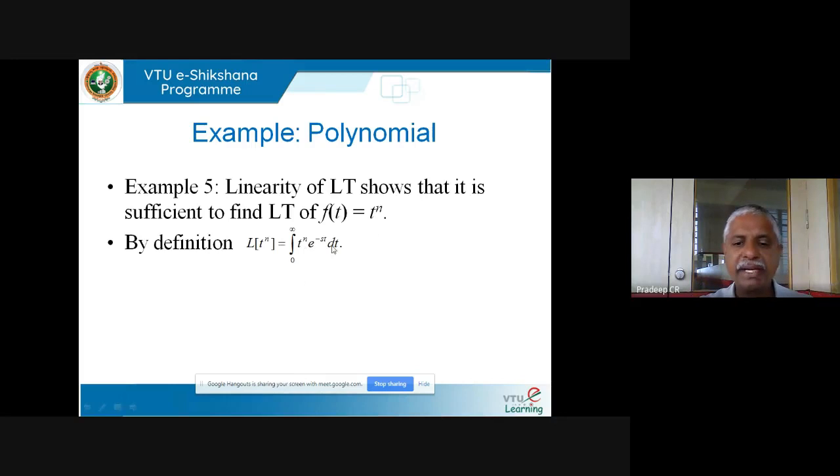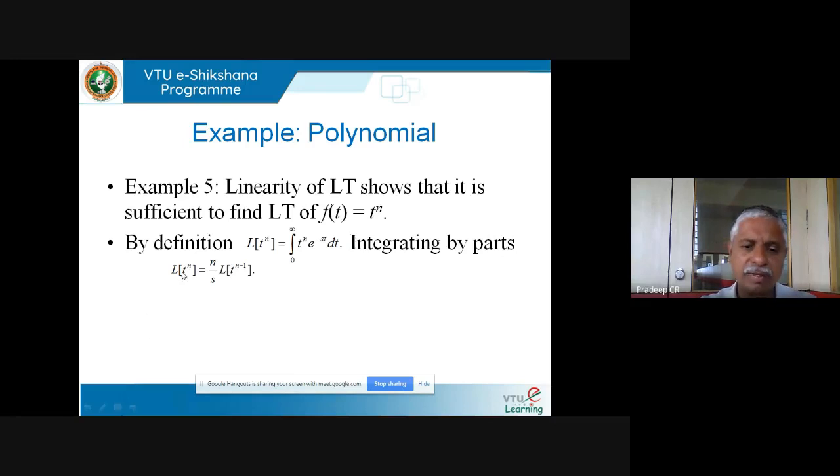This you will do by integration by parts. You take first function into second function, whose integral is easy to find. E power minus st integral is minus 1 by s e power minus st. So use that. I have not written the details here because it's not in your syllabus, but it's very easy. Just do it, you will get what I have written here. L of t power n is n by s L of t power n minus 1. This is a sort of recurrence relation.